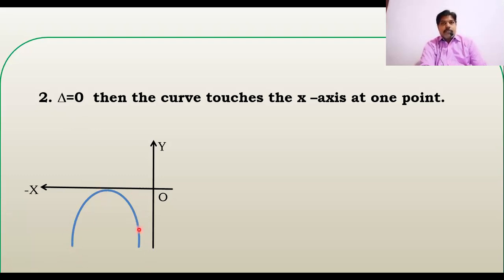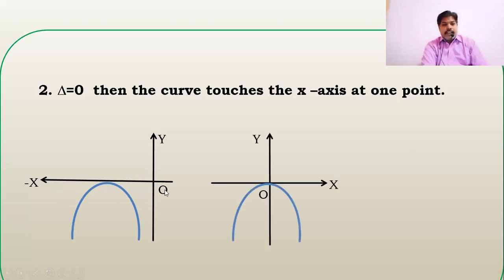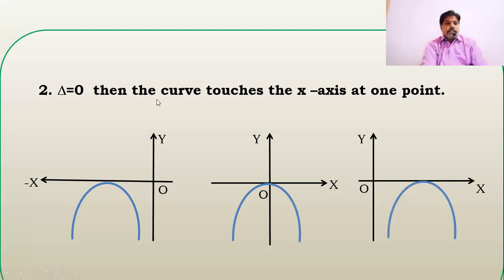It is a lower parabola. Why? Because a is less than 0. So here also the curve touches the x-axis at a point, and you can observe that. That means it is a lower parabola and it touches the x-axis. So if delta is equal to 0, then the curve touches the x-axis at 1 point, and why? Because a is less than 0 and delta is equal to 0.